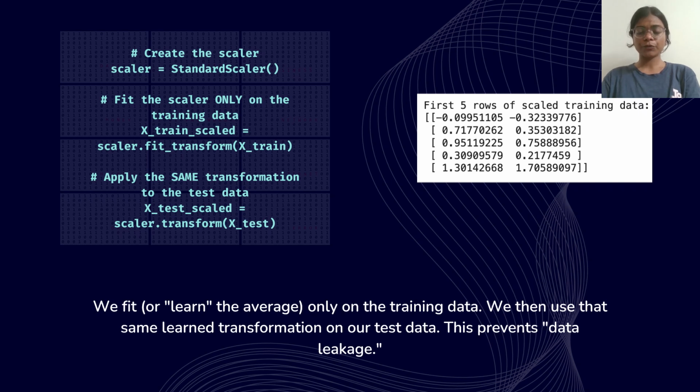This next step is one of the most important steps for KNN, feature scaling. We create a standard scaler object. Then we fit the scaler only on the training data. This learns the average and standard deviation of the training set. We then use that same learned transformation to scale both our training data and our test data. This is critical to prevent data leakage. We must always pretend we don't know anything about the test data, including its scale, when we are testing.